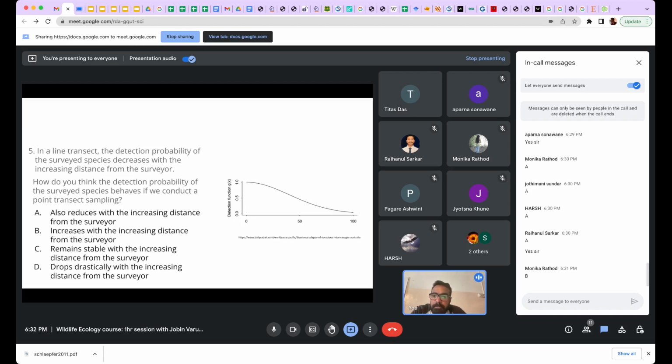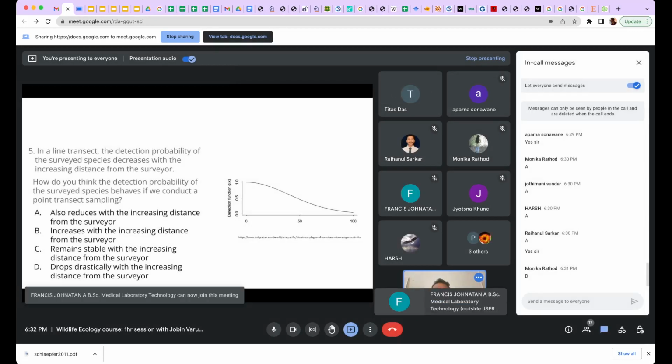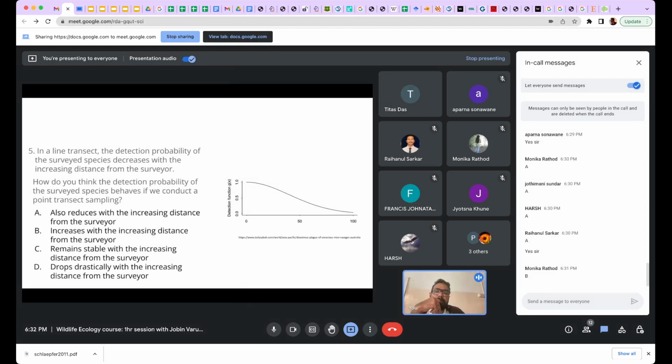Okay, Monica says B. Monica, think about the answer a little bit more. Why do you think your detection probability of the bird will increase with the increasing distance? Is anything else changing? Sir, my answer is A. Okay. Rehanul says C, remains stable with the increasing distance from the surveyor.